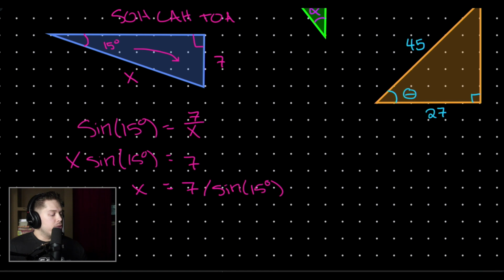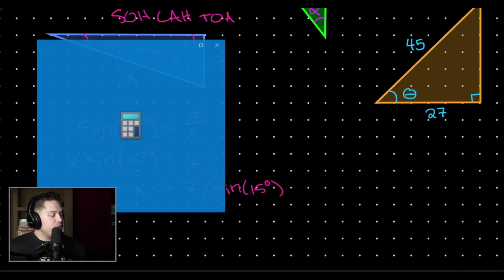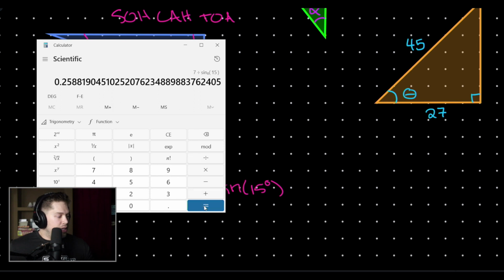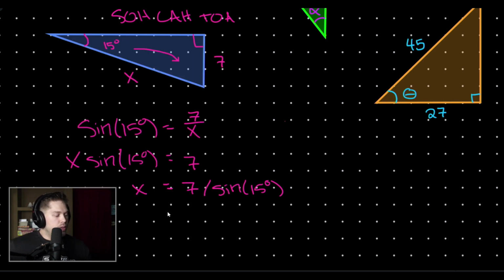Now this is something we can just plug into our calculator. So let's go to our calculator and have 7 divided by sine of 15. And we are in degree mode. And so this equals 27. So x is approximately length 27 here.